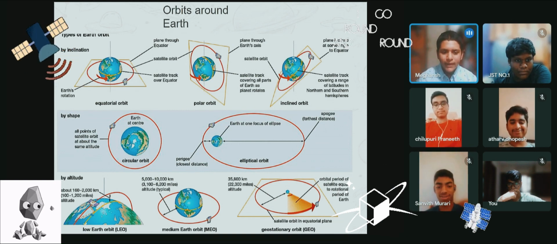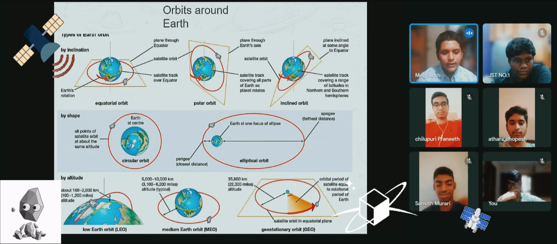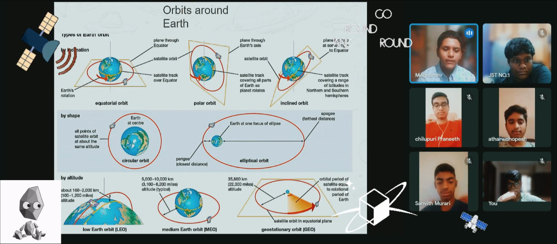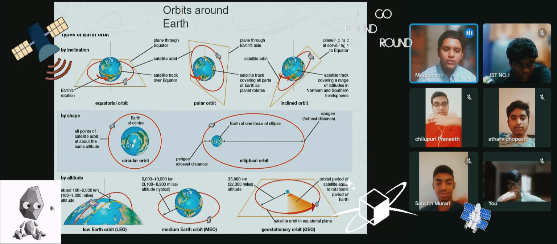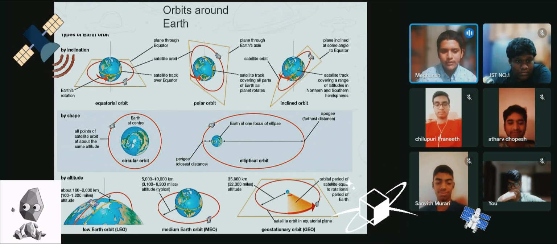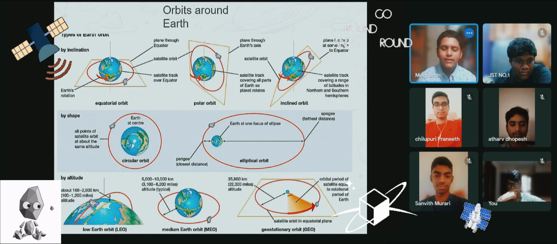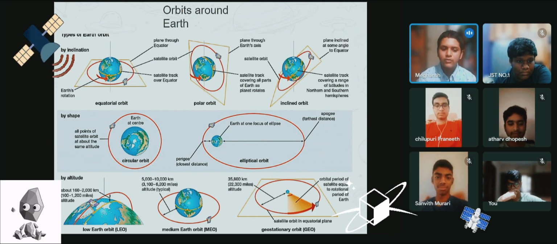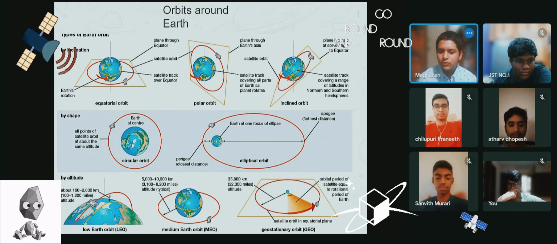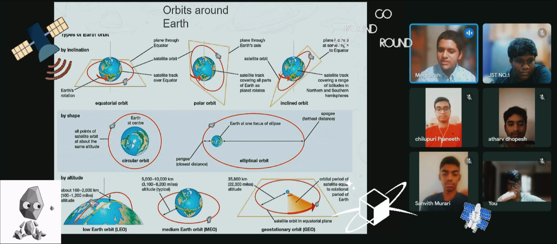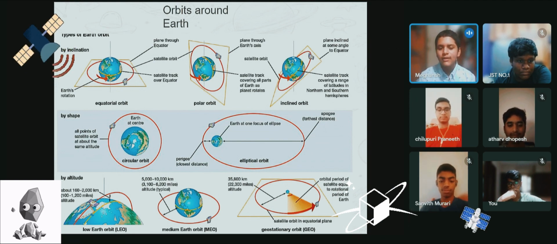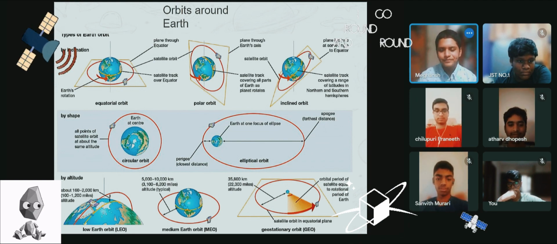And by altitude, where the satellite moves from 160 to 2000 kilometers altitude, is LEO, low Earth orbit. Medium Earth orbit is where the satellite moves at 5000 to 10,000 kilometers altitude. And geostationary orbit, GEO, is at 35,800 kilometers altitude.